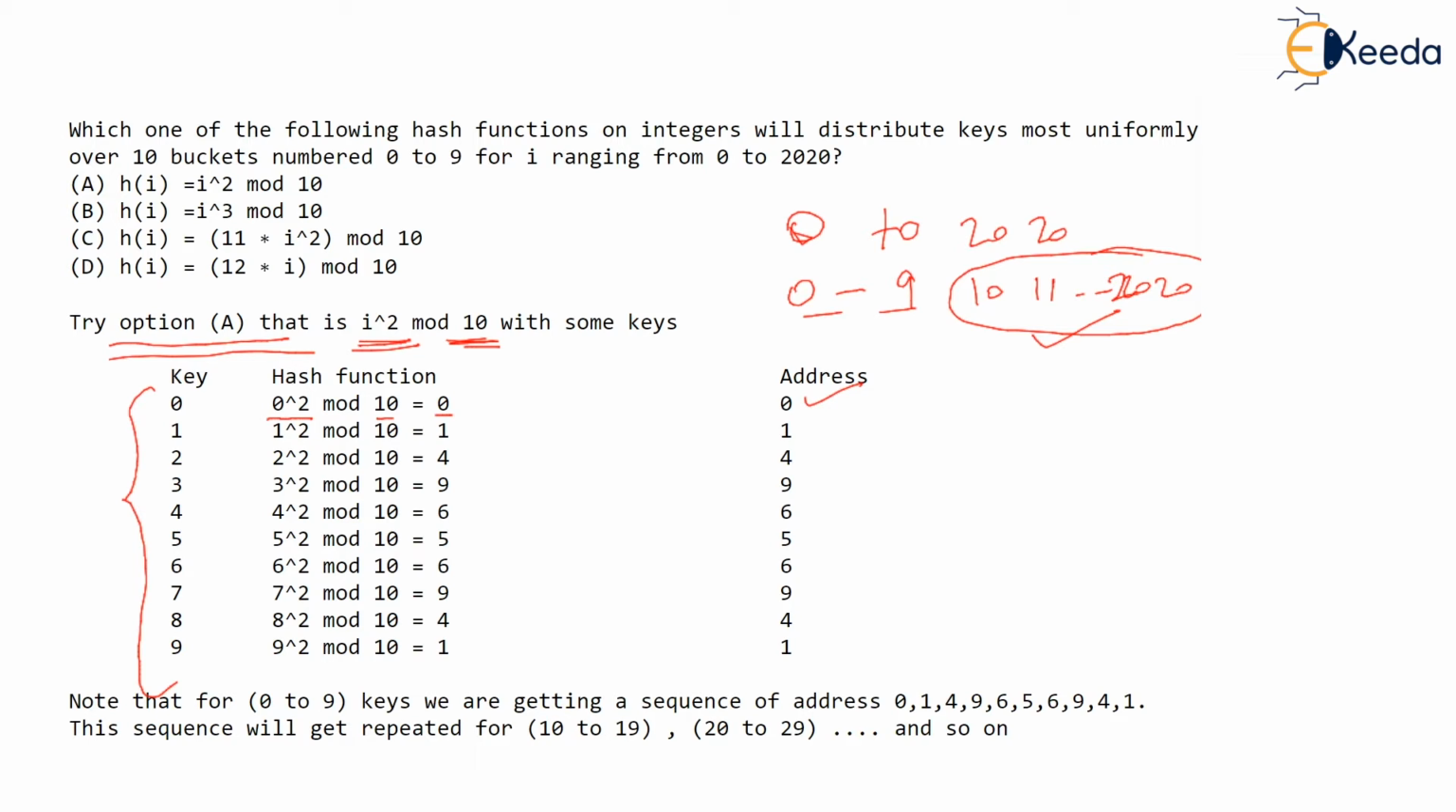Then I have taken the next key 1. 1 square mod 10 is 1, so the address is 1. And so on. As an example, 9 square mod 10 is 81 mod 10, which is 1, so 1 is the address. Now if you watch, the addresses we got for the keys were 0, 1, 4, 9, 6, 5, 6. Observe 6 is getting repeated.